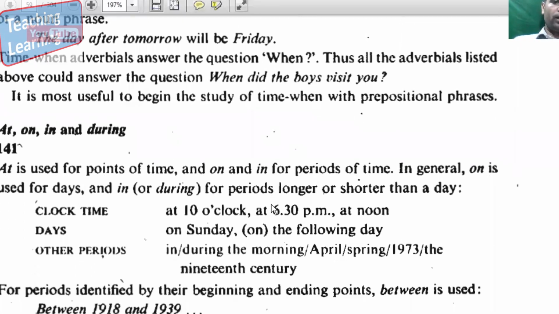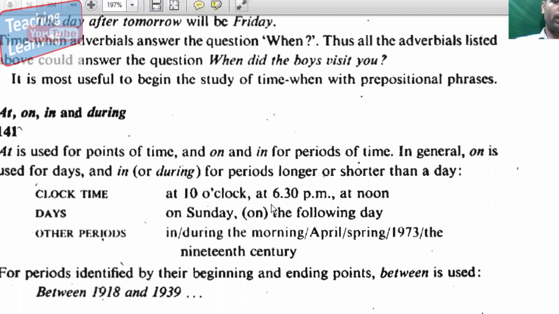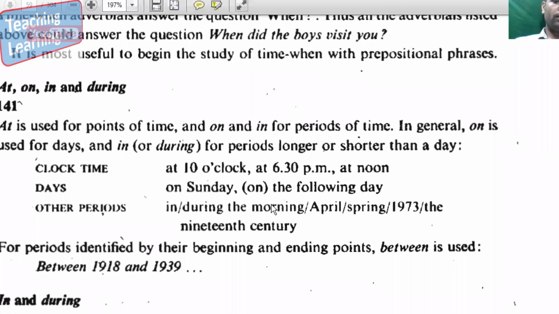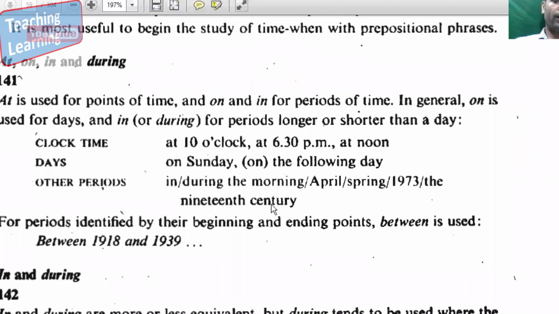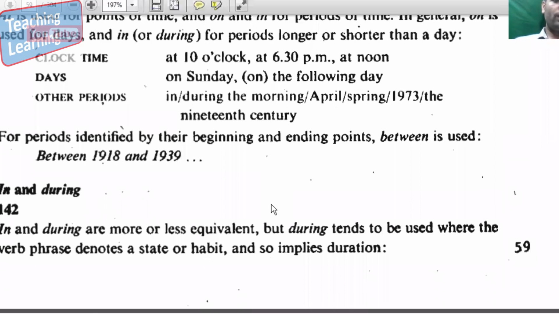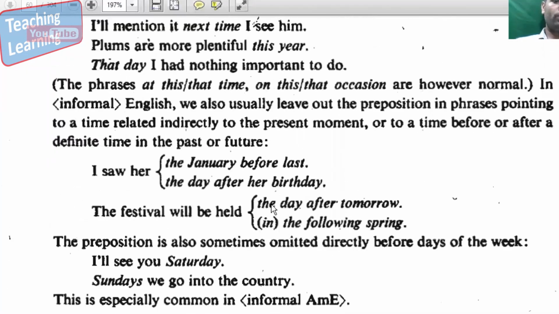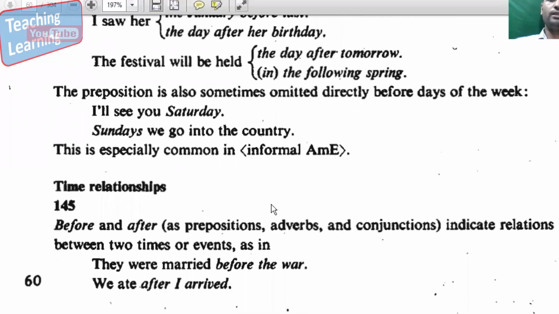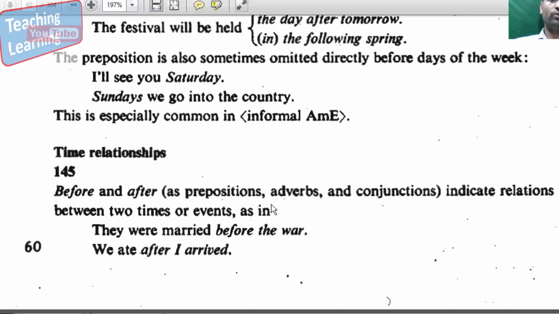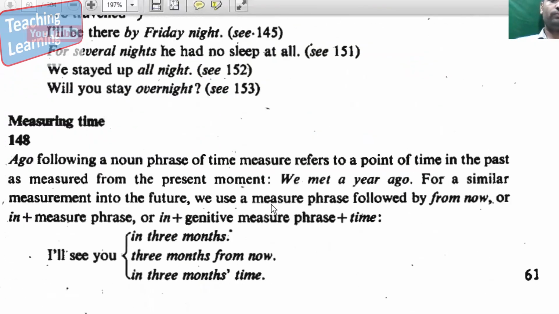It is used for clock time, dates, and other periods. At 10 o'clock, 6:30 p.m., on Saturday, the following day, during. In and during. Okay, which way? The exceptions. For the tense, I have already uploaded a few hours of a complete tense package. For the prepositions, I will take you through it in another video. Time relationship is also there.